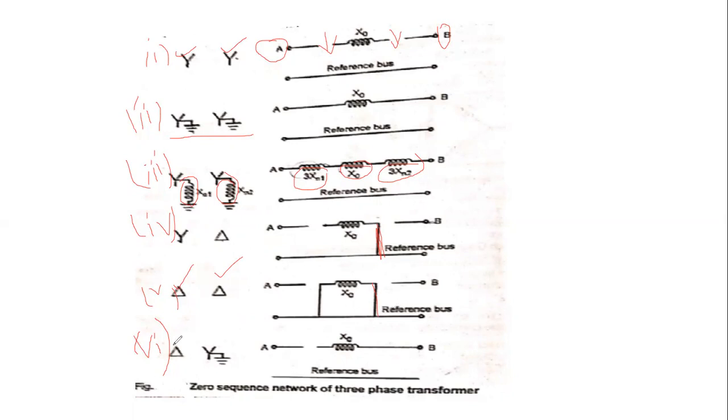Okay, next we are considering delta star with grounding. Delta means there is no grounding in the primary side, that's why we are considering it as open circuited. If there is no grounding, then we consider it open circuited. If there is a ground, we consider it short circuited. In the secondary we are having the star.